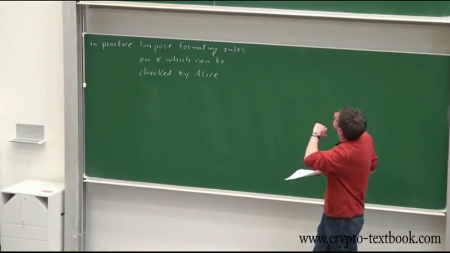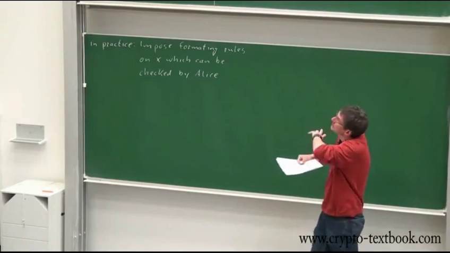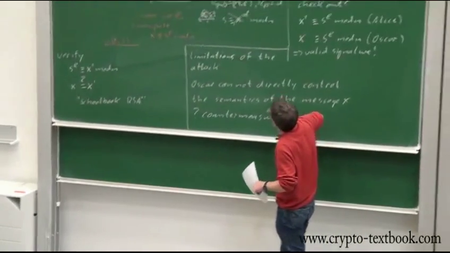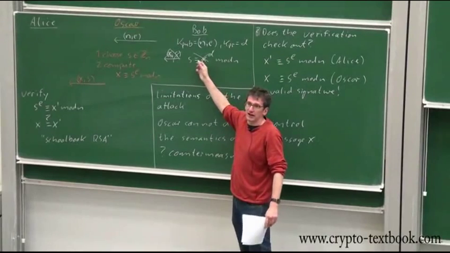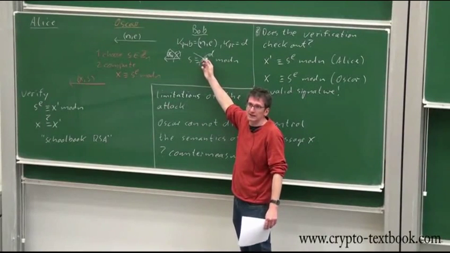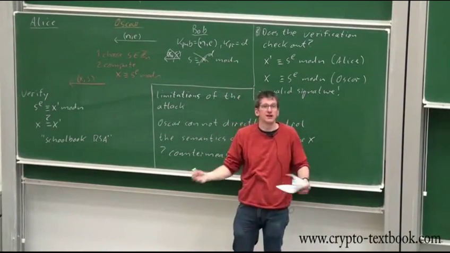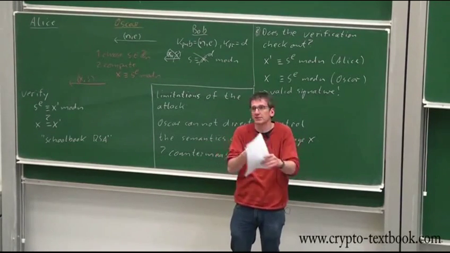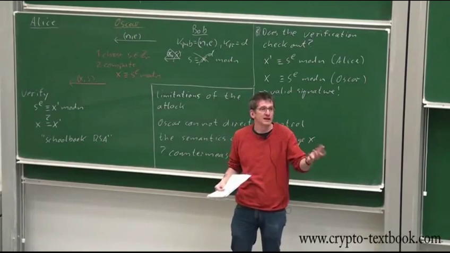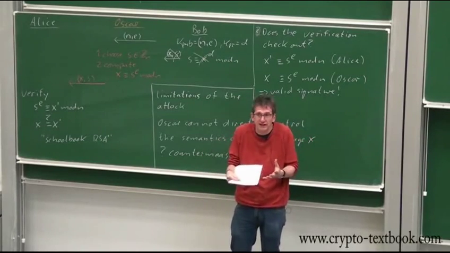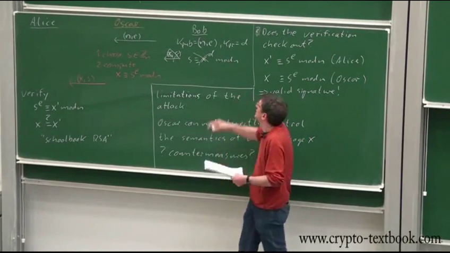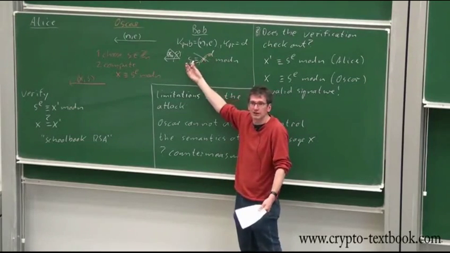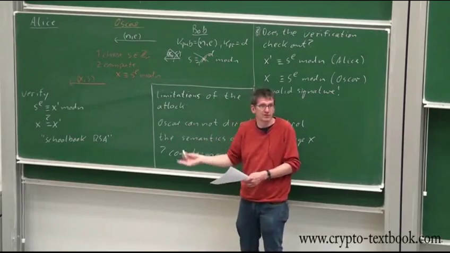What do I mean by formatting rules? So the idea is, in schoolbook RSA, what are the requirements on X here to sign? There are no requirements. You take a 2048-bit number, whatever you want. It can be an email, it can be ASCII text, it can be a graphic file, it can be compressed data, which are more or less random bits. Whatever you want, raised to the d's power, you get S out, okay? And now we change that in order to prevent that attack.